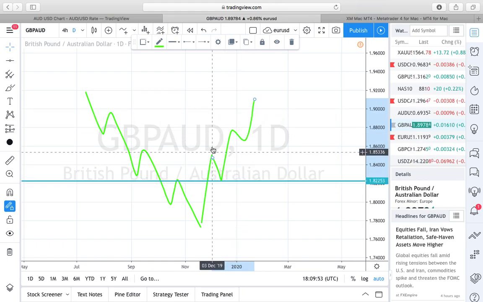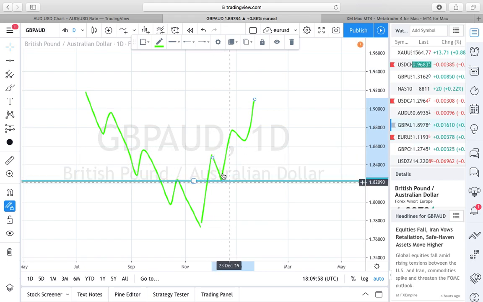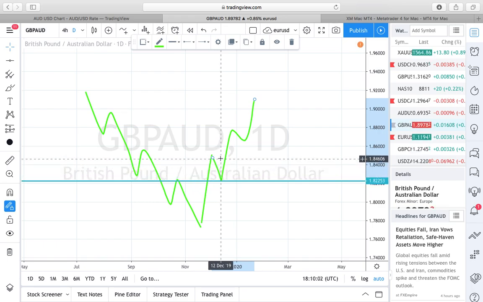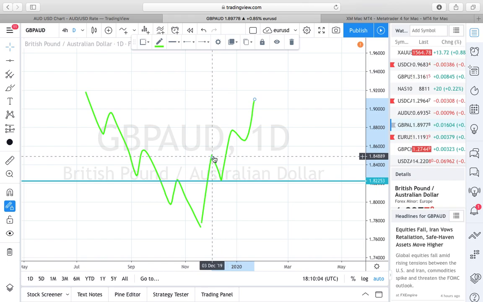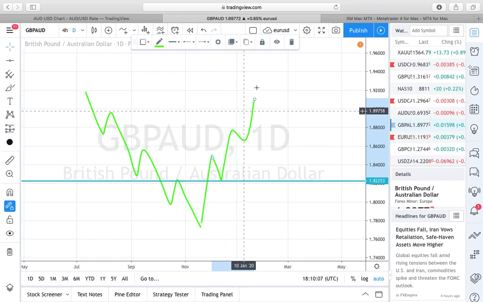So when structure breaks, we simply wait for a retest for the market to form the higher low. Then we enter our buys from this level here. And then your first target would be the previous high, which is this point here, and then on and on and on.